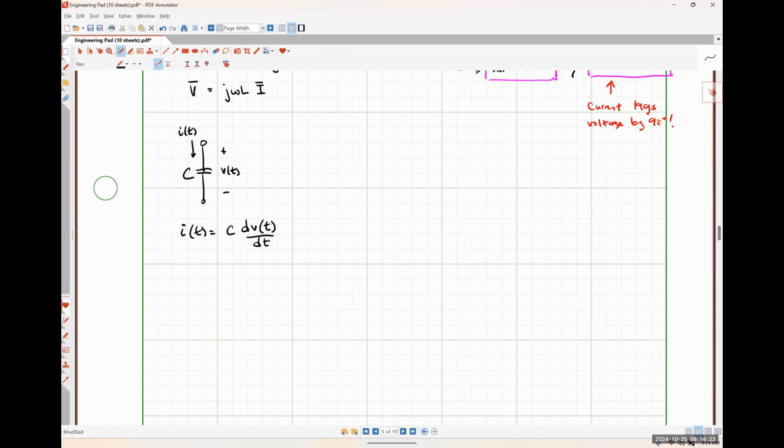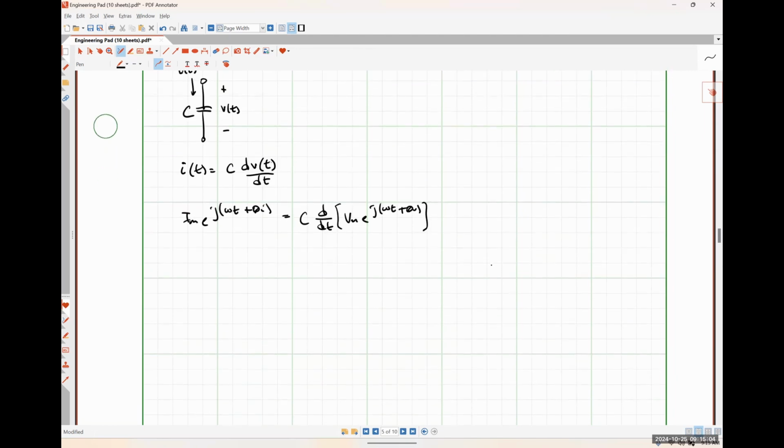So this relationship is incredibly similar to what we just saw with the inductors, but the current and voltage have switched place, and everywhere we saw an L, we should have a C. So we can pretty much skip ahead. So what we would have, this would be Im e to the j omega t plus theta I is equal to C times the derivative with respect to time of Vm e to the j omega t plus theta v.